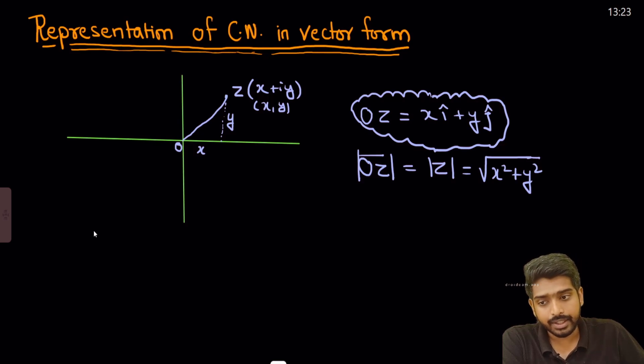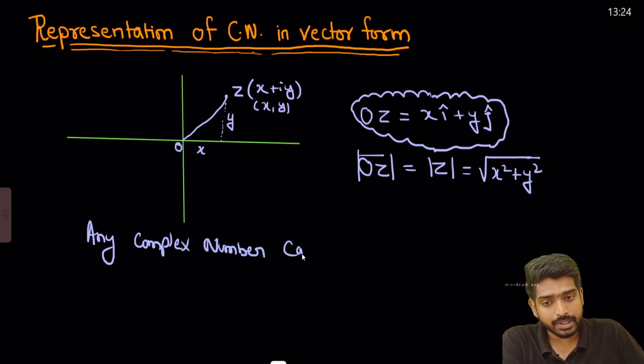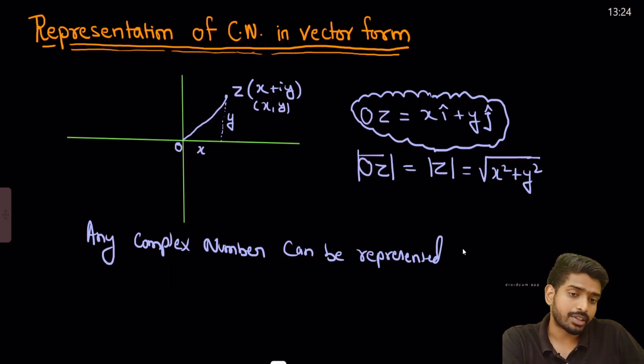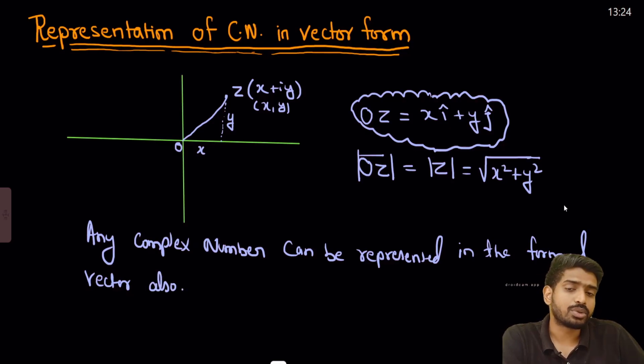Now, so we can write here that any complex number can be represented in the form of a vector also. Got it? Now through questions we will see more applications of this important concept, right?